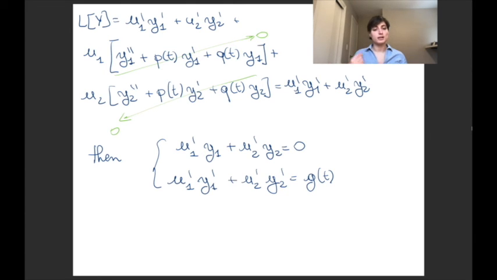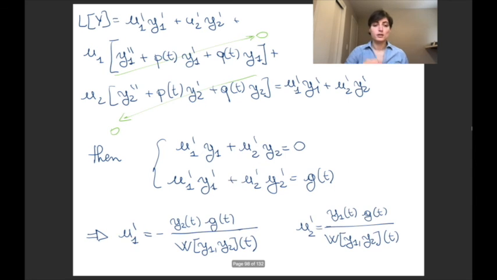So y1' u1' plus y2' u2' equals g(t). And here we have, again, an algebraic system. y1', u1' and y2' appear in here always in that form. There is no derivative of u1'. So we can solve this, and we notice that u1' is equal to minus y2 g(t) divided by the Wronskian of y1 and y2. And u2' is y1 times g(t) divided by the same Wronskian.